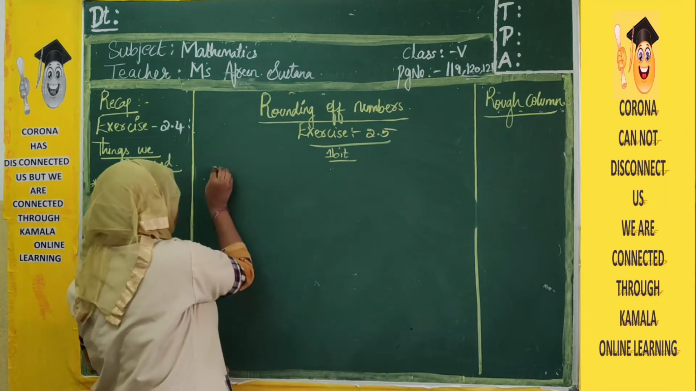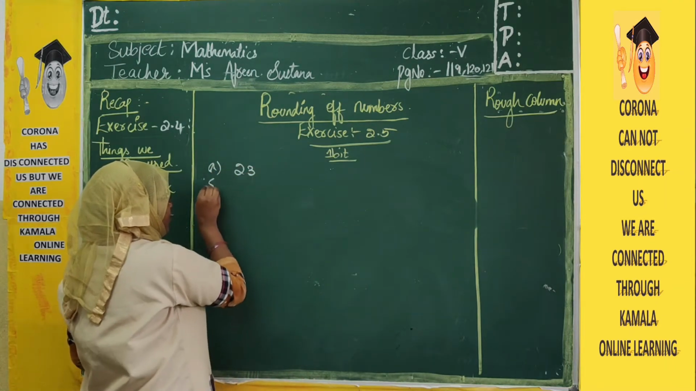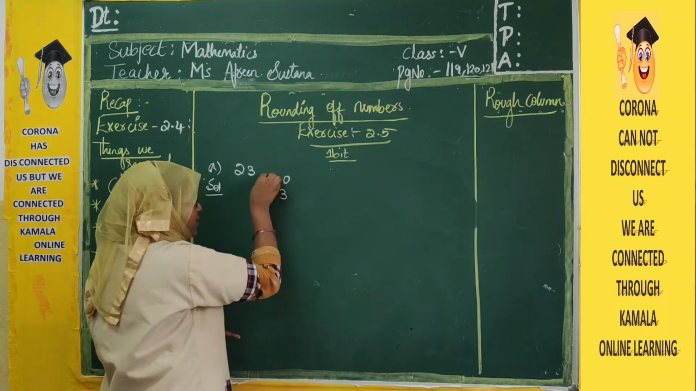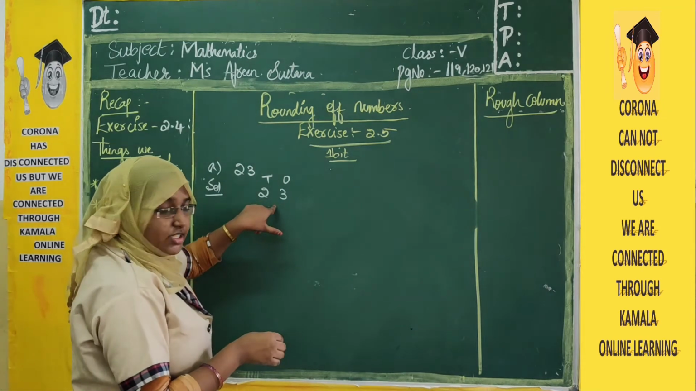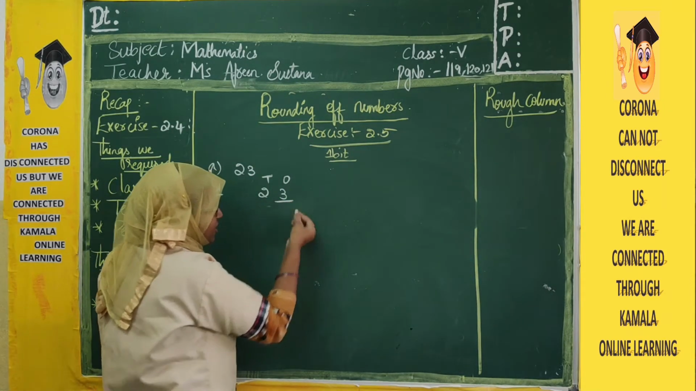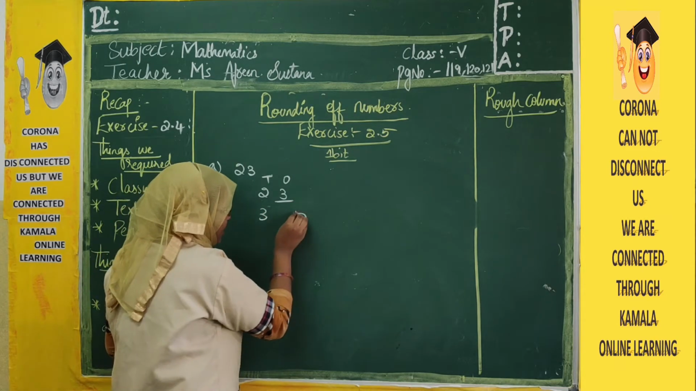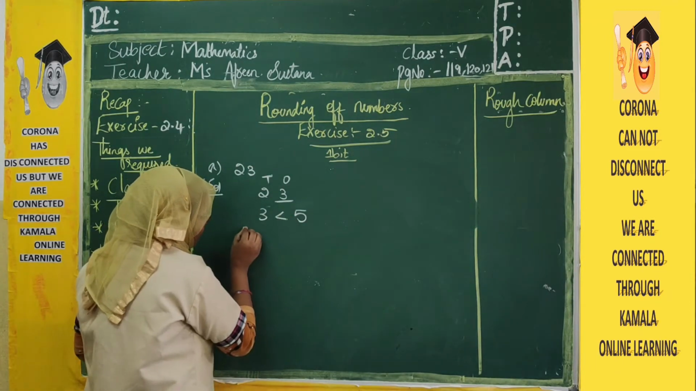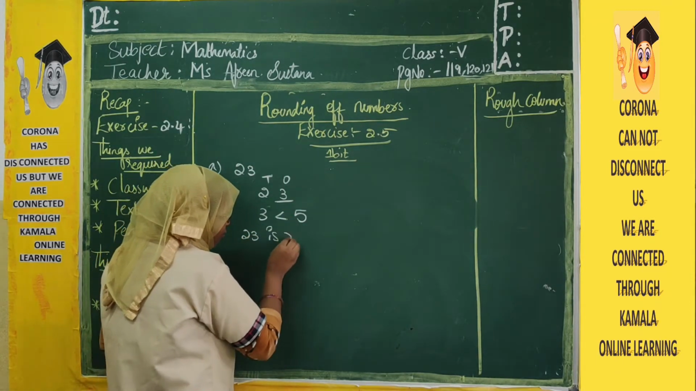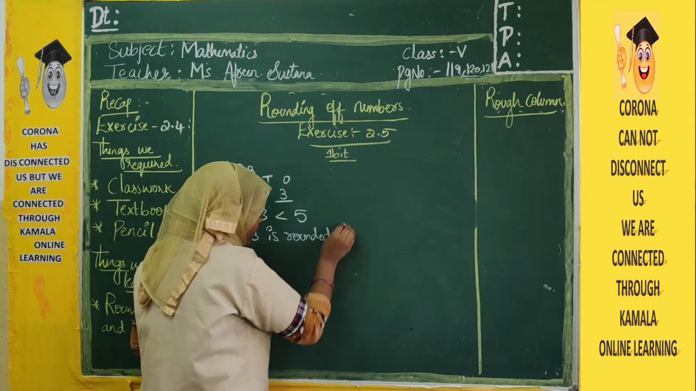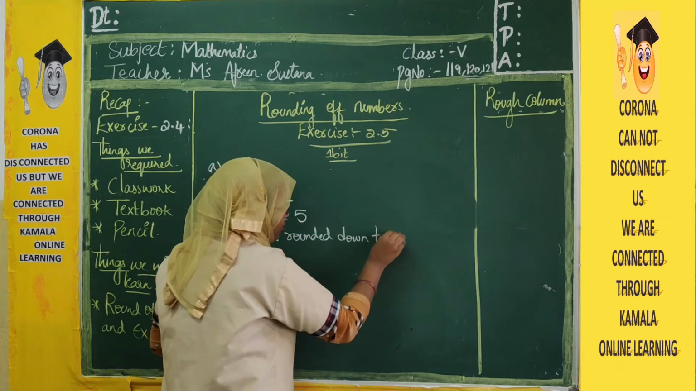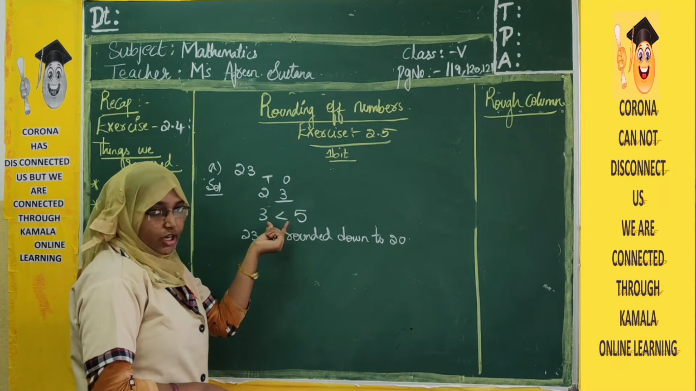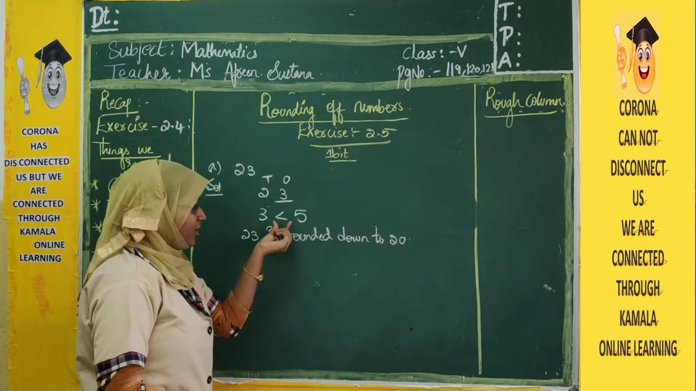So the first one is 23. What are we going to do? We will use the shortcut method. So 23. Let us write ones, this is tens. Whenever we are doing nearest to tens, we will consider the digit at the ones place. Here the digit is 3. As 3 is less than 5, less than means we will round down. Rounded down means it is 20. So 23 is rounded down to 20. Only one step we will check: is it greater than or less than. If it is less than, rounded down; greater than, rounded up.